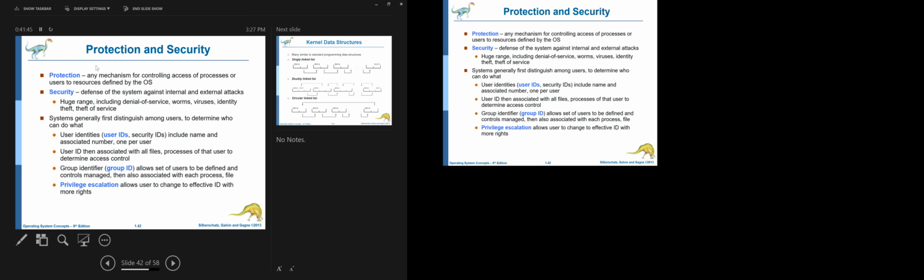So now we're talking about high-level protection. You should probably know what all those vectors are. That is denial of service, a worm versus a virus.